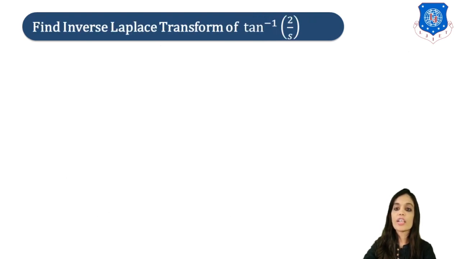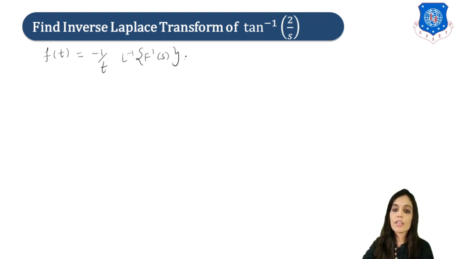We have to find inverse Laplace transform of tan inverse (2 by s). So now again we have to use the following formula, that is f(t) will be equal to minus 1 upon t Laplace inverse of F'(s), because we are given tan inverse. So firstly write down your question, that is F(s) equal to tan inverse (2 upon s). So find its derivative, that is F'(s).